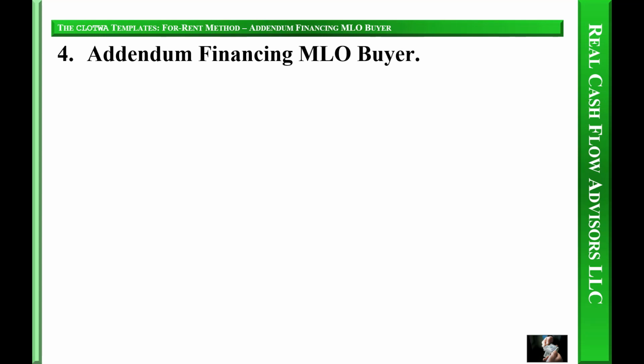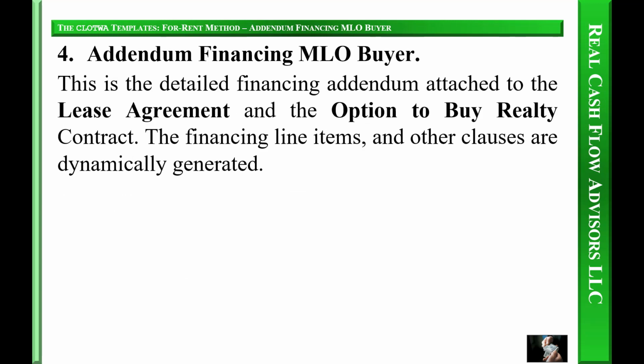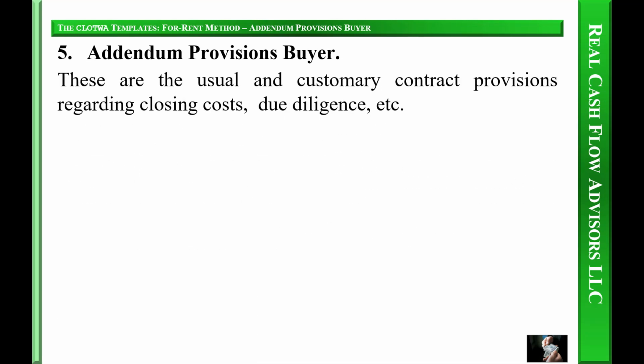Addendum financing master lease option for the buyer. This is the detailed financing addendum attached to the lease agreement and the option to buy realty contract. The financing line items and other clauses are dynamically generated. Addendum provisions buyer. These are the usual and customary contract provisions regarding closing costs, due diligence, etc.